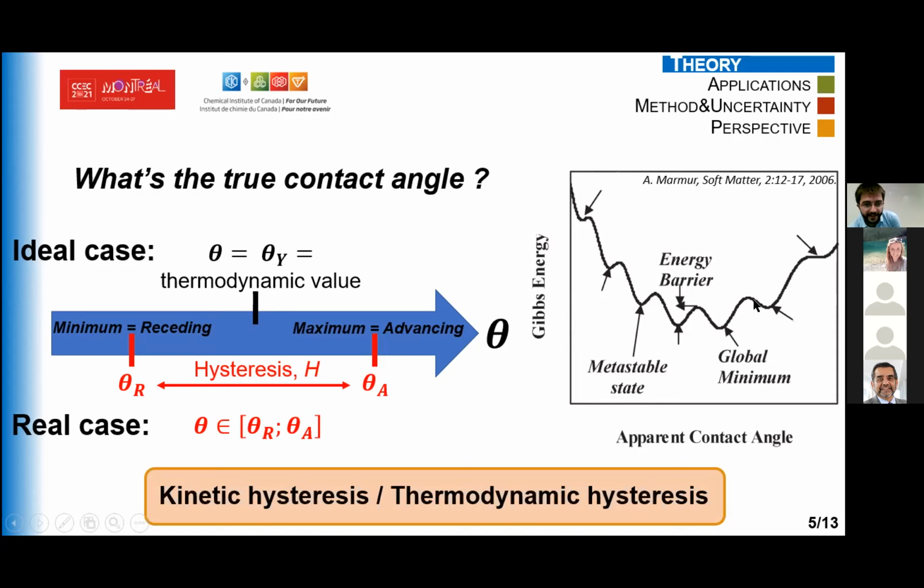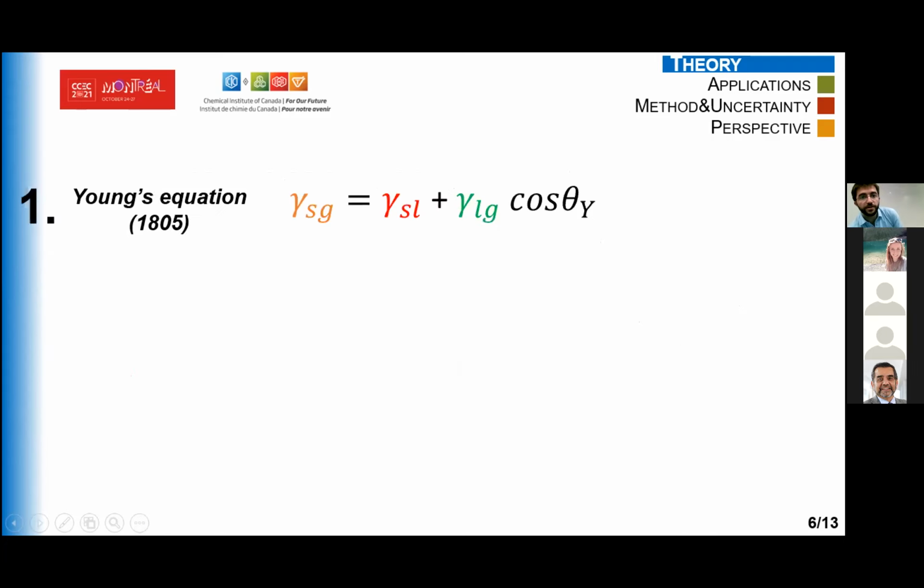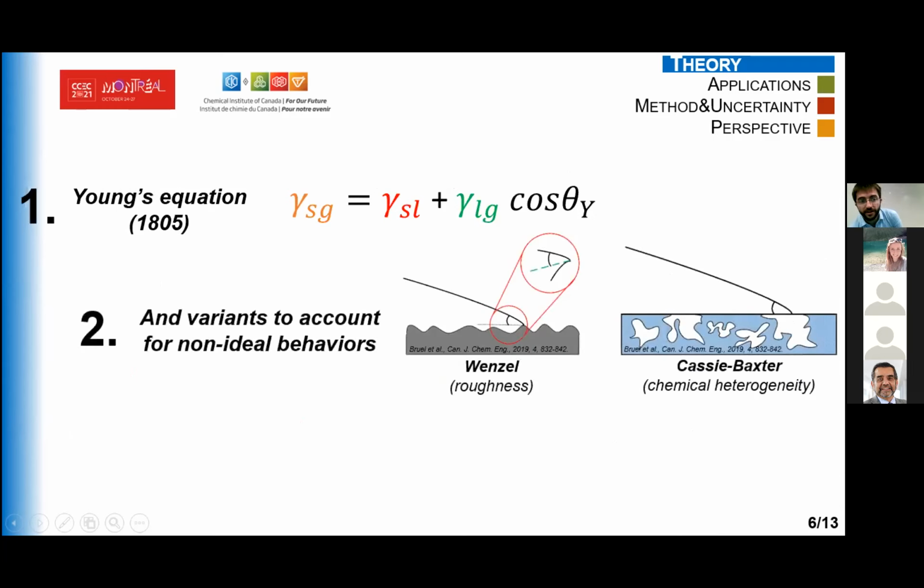So any kinetic or thermodynamic features can create these states. For instance, evaporation or swelling of the sample, and thermodynamic, we will speak about roughness or chemical heterogeneity. So in order to perform contact angle measurements, you will need to use Young's equation with a certain number of variants that will be able to account for non-ideal behaviors. We are speaking about the Wenzel model or the Cassie-Baxter model here.